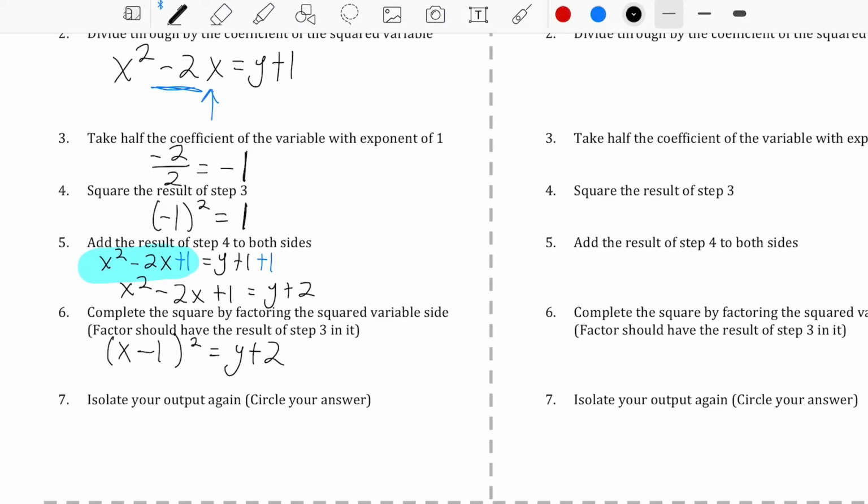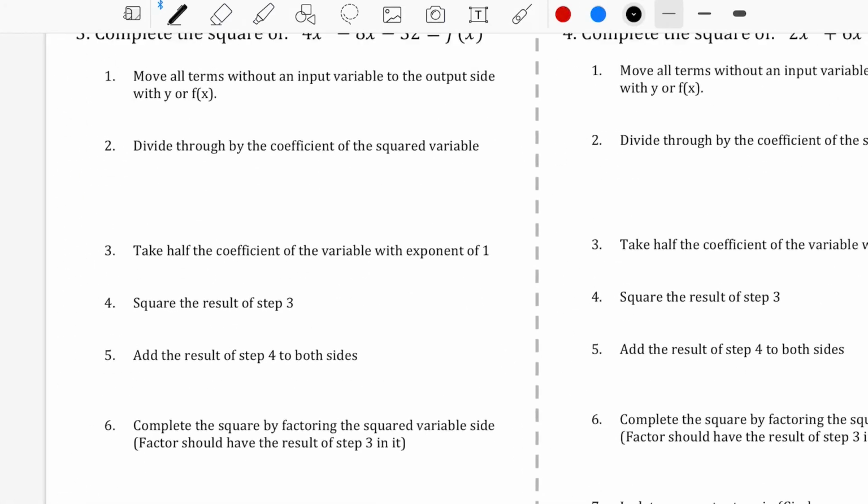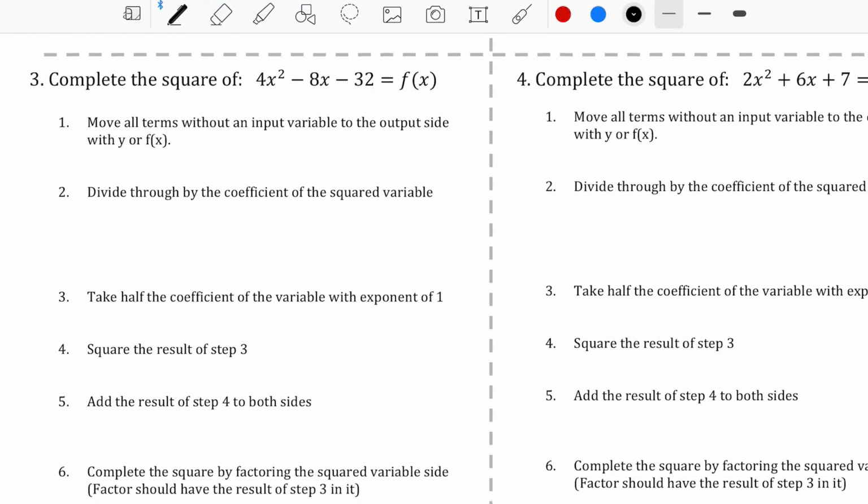The last step, step 7, is isolate your output variable again. So I'm just going to subtract 2 from both sides. So I get x minus 1 squared minus 2 equals y. Alright, that's as simple as it is. We just completed the square. Alright, let's do it again. We're going to do number 3.